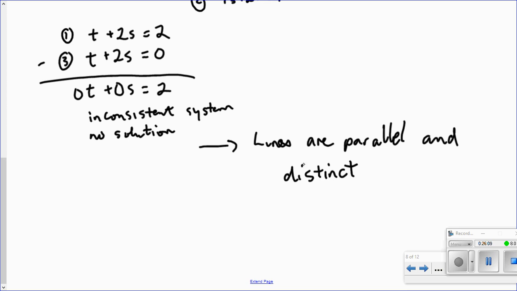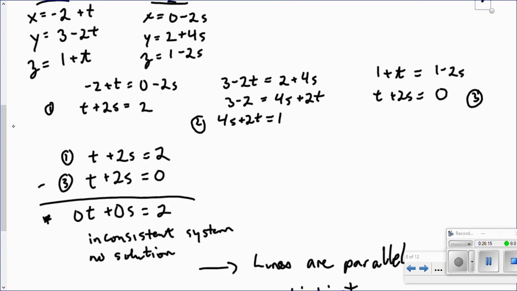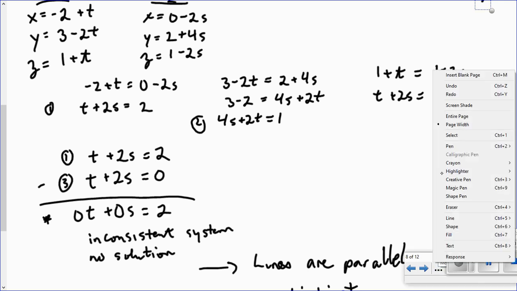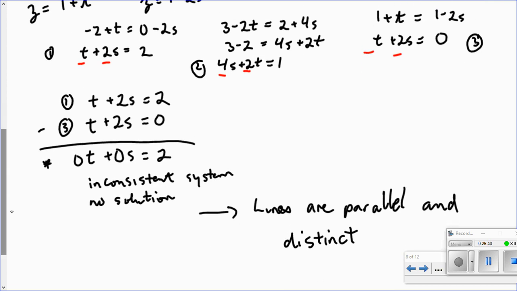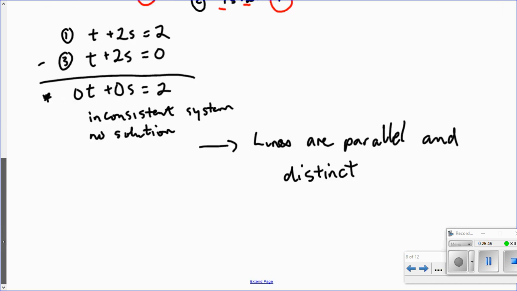Right here, when I get an equation that falls apart, I can't solve this. I didn't even have to use my second equation, but if I did, I would have gotten the same situation. Notice the coefficients, that's going to be the giveaway. For t, 1 and 2, then 2 and 4. There's always a ratio of 1 and 2, and that same ratio is 1 and 2. So when those ratios are the same, and we've got different values that don't follow that same ratio, then we're not going to be able to solve this system. This is what we've got here: parallel and distinct.